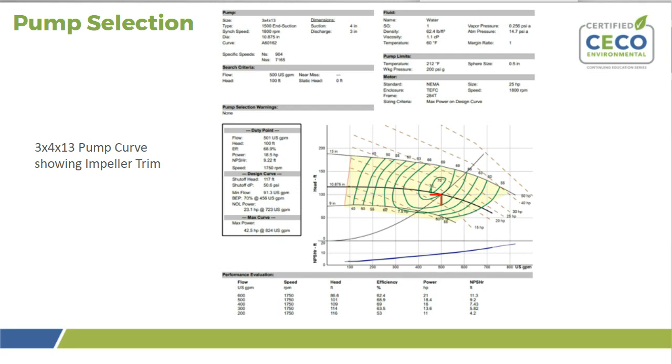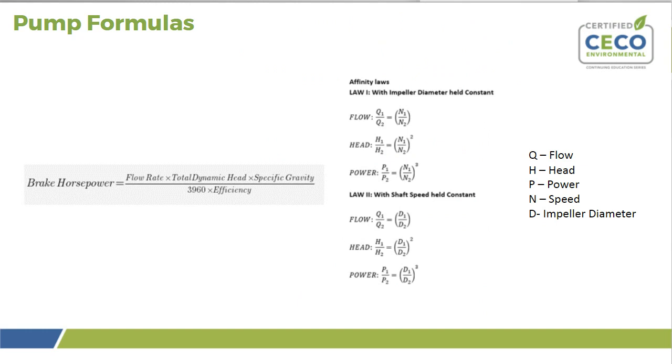And we're going to look at pump formulas. These are the affinity laws. Very useful formulas. I'm not going to get into this too much right now, but it's a way to associate flow, head, and power at a given either RPM or impeller diameter. So you can calculate what your flow, head, or power would be if you were to change either the speed of the impeller or the diameter of the impeller.